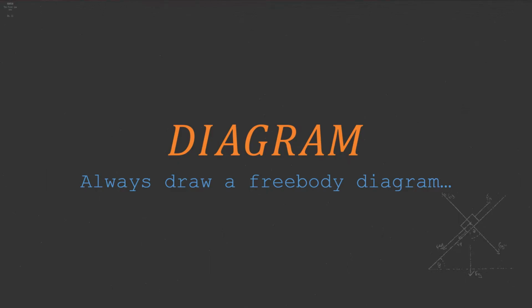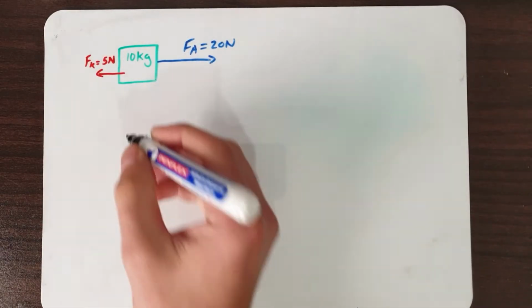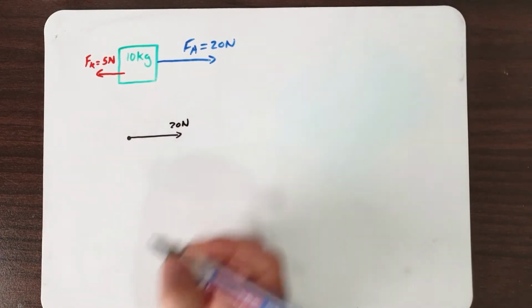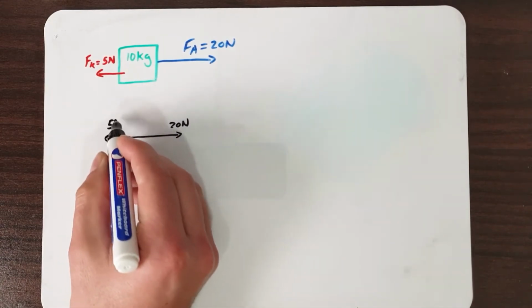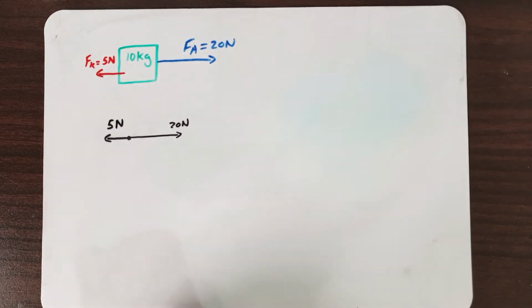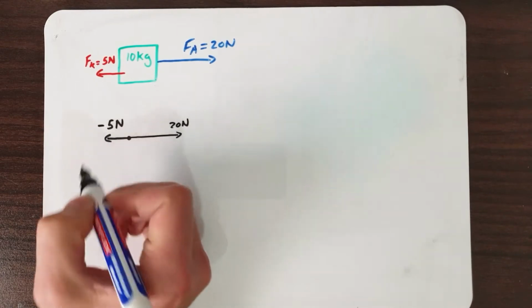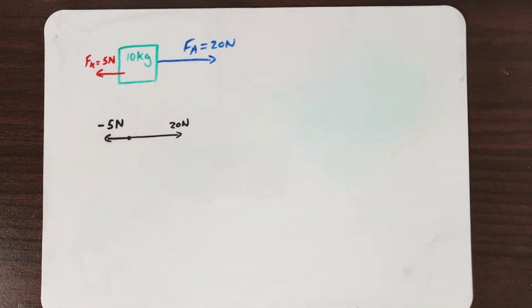The first thing we should always do is a free body diagram. So for our free body diagram, we have our 10 kilogram block that experiences a force of 20 newtons to the right and 5 newtons to the left. Because this is going in the opposite direction to the 20 newtons, we can make that a negative 5, showing the direction.